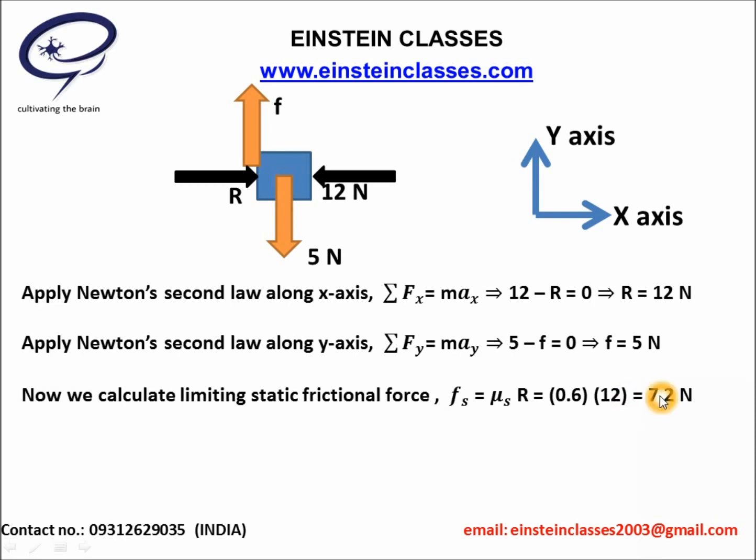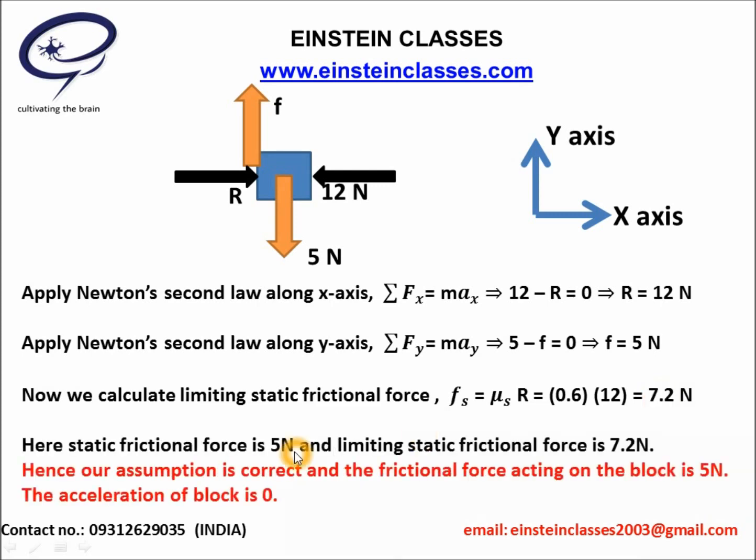As the limiting static friction force is 7.2 Newton and the static friction force is 5 Newton, our assumption is true because this static friction force is less than 7.2 Newton. The static friction force acting on the block is 5 Newton, and as the block is not moving along the wall, the acceleration of the block is 0, right?